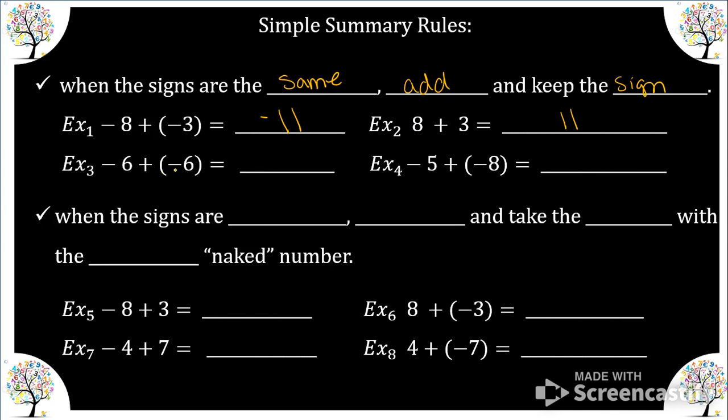Negative 6 plus negative 6, the signs are the same. We get negative 12. Negative 5 plus negative 8, the signs are the same. We have 13 negatives.